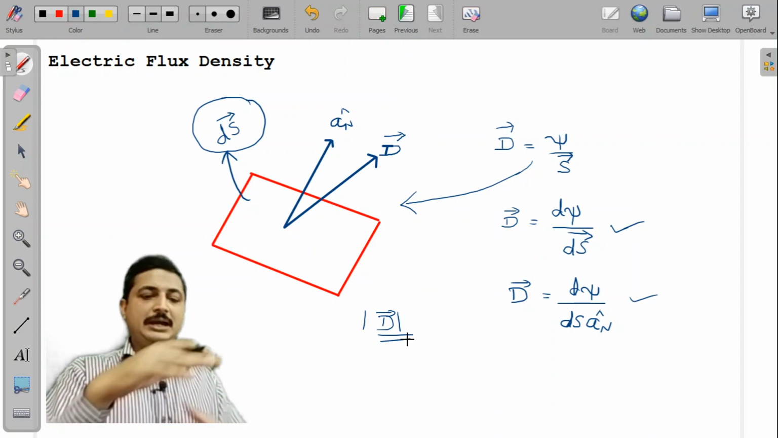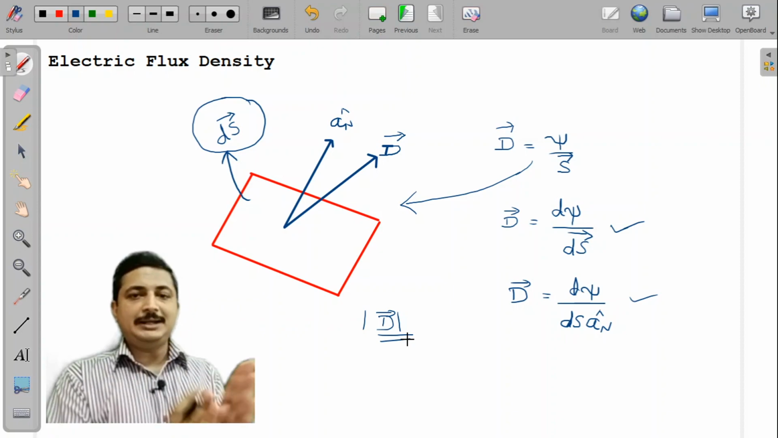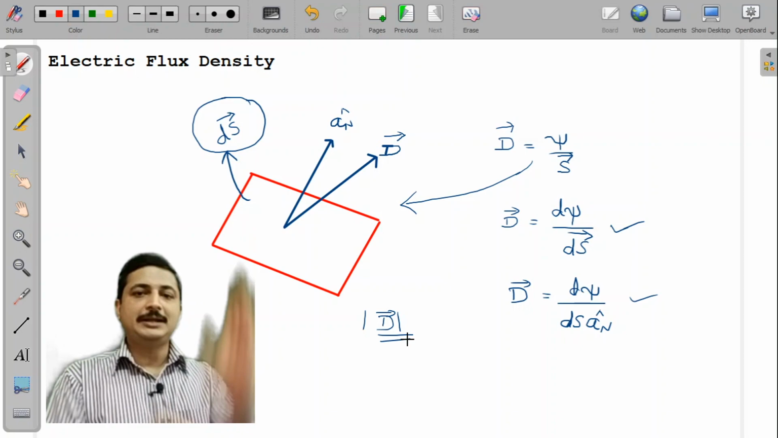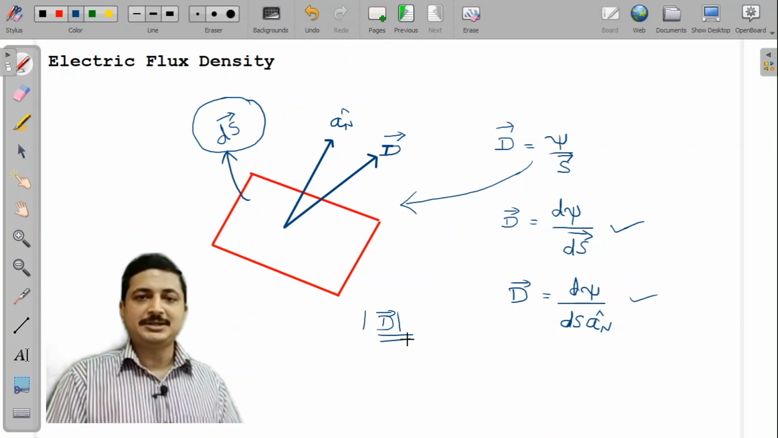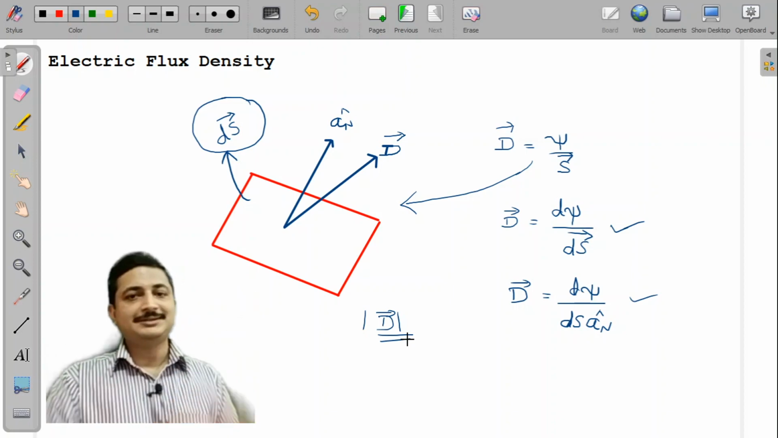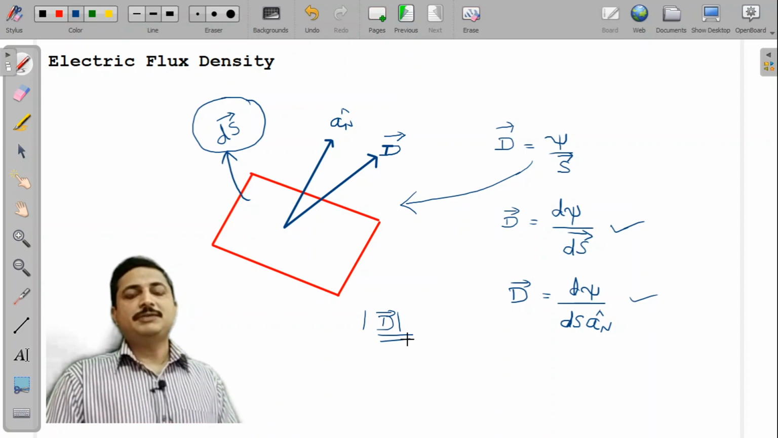Because if you hold the surface parallel to the flux lines, the flux lines will not cross this surface. Flux lines will pass parallel to the surface, then we cannot measure D. If we tilt it a little bit, some flux lines will escape from this side. So you should always hold this surface normal, then only you can measure flux lines properly.